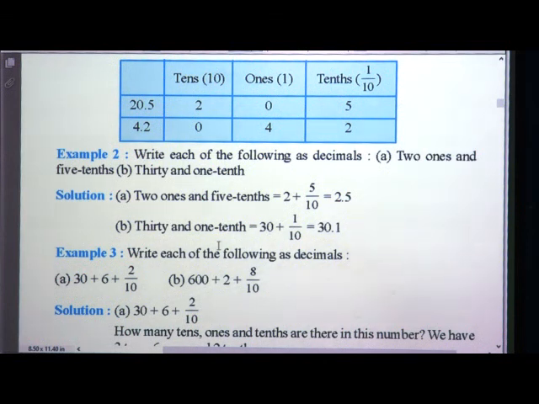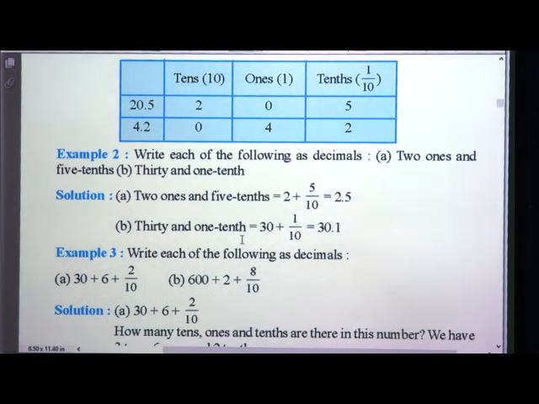2 ones and 5 tenths. See, how many ones do we have? 2. So, we have written 2. Then plus tenth, it is after the decimal point. So, 5 tenths means we need to write 5 by 10. So, 2 plus 5 by 10 is nothing but 0.5. So, 2 plus 0.5 is 2.5. Next, 30 and 1 tenth.